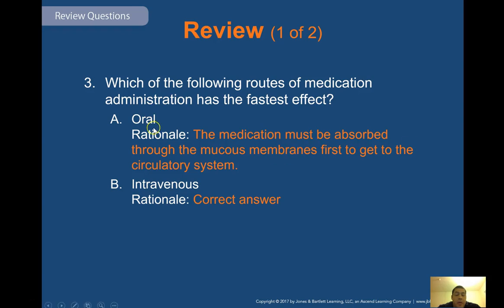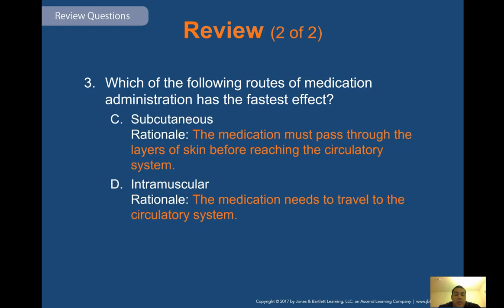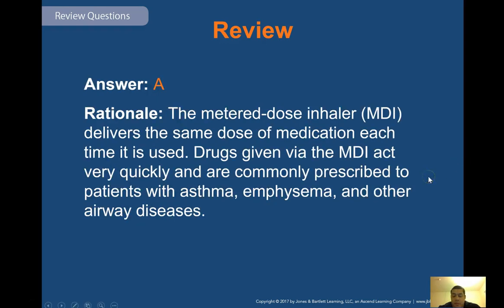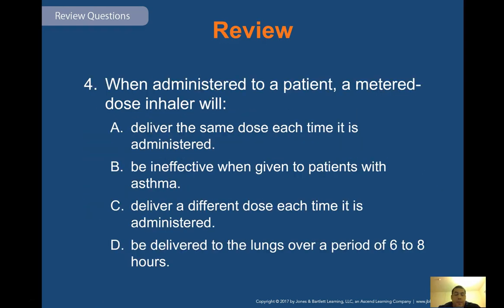So if you give a medication orally, medication must be absorbed through the mucous membranes first to get into the circulatory system. So subcutaneous medication must pass through the layers of skin before reaching the circulatory system. Intramuscular, the medication needs to travel to the circulatory system. When administered to a patient, a metered dose inhaler will... So what's a metered dose inhaler used for?